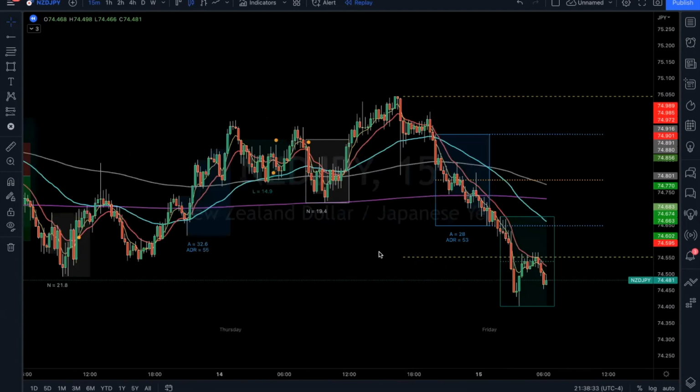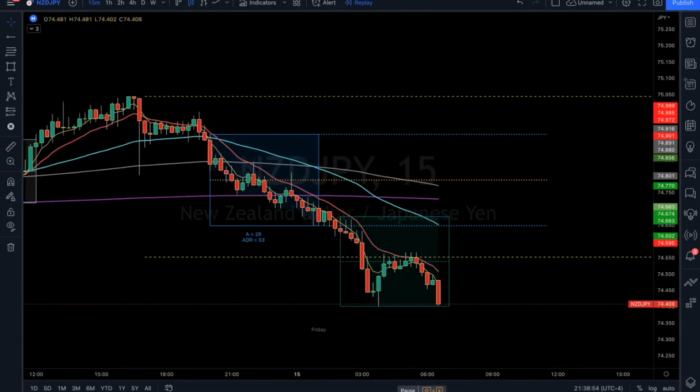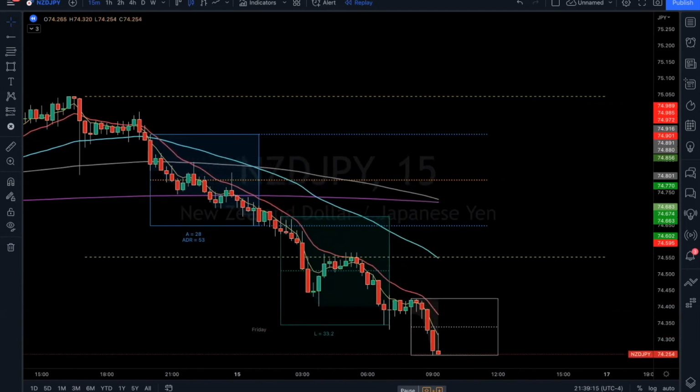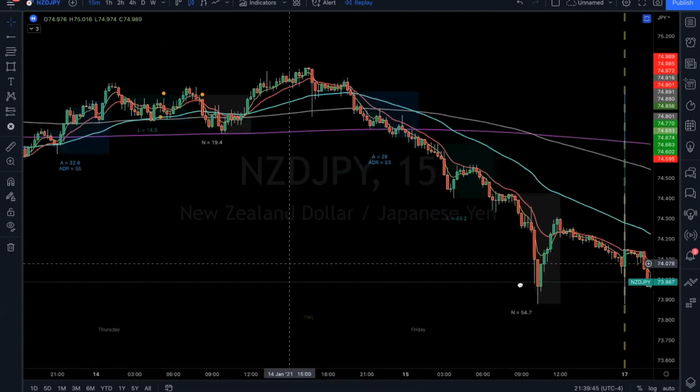When you compare it, this is what I'm talking about with what you would want from a type. The start of a type 4 would be like this, and then just give you one pullback to the bottom and then down. So nothing on Friday.